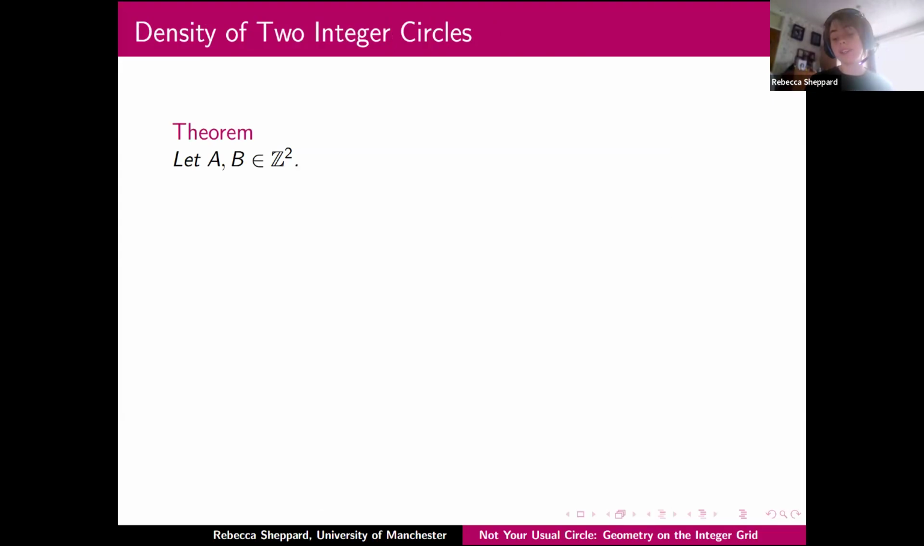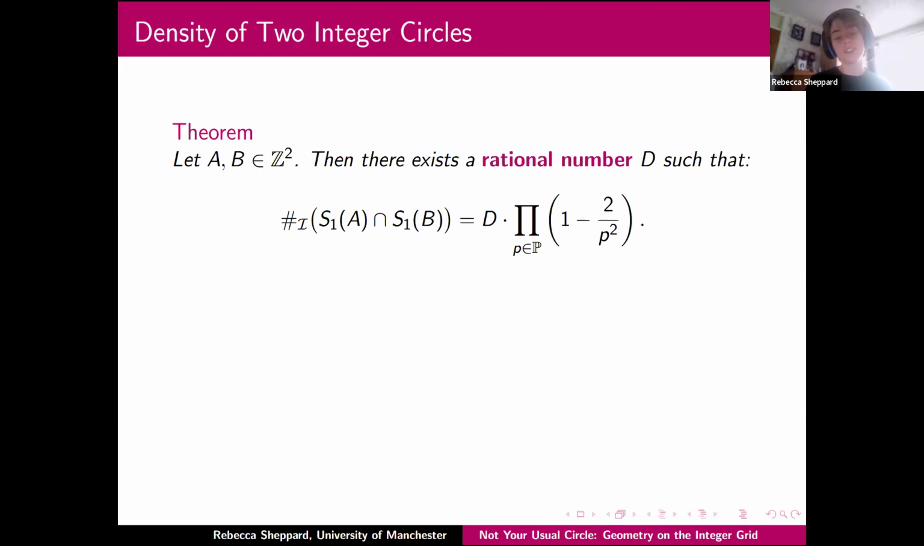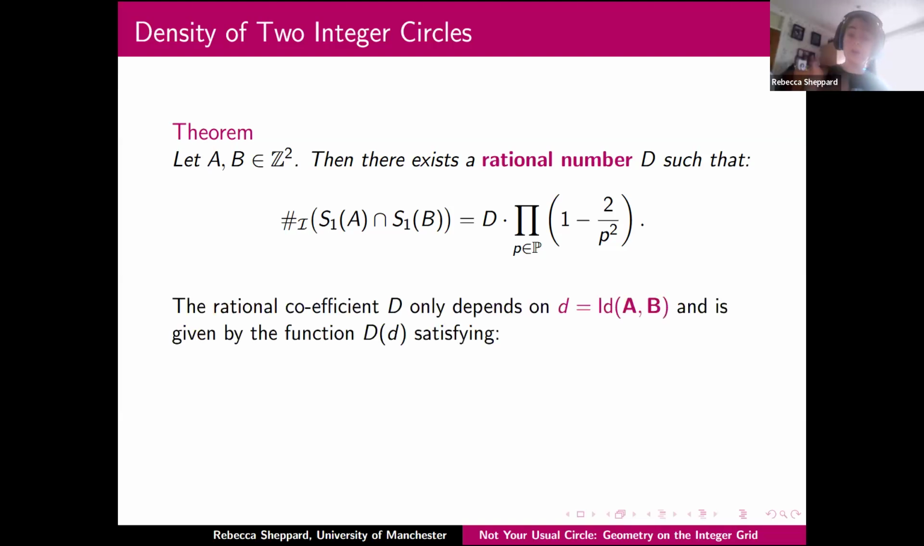So if you let A and B be points in Z squared, then there exists a rational number D such that the density of the intersection of unit integer circles centered at A and B respectively is this rational number D times the product over P in the prime numbers of 1 minus 2 over P squared. More specifically, we know what this rational number D is. It depends only on the integer distance between the centers. This we can intuit because we could move any segment to any other segment of the same length using our affine transformations. So this means it's nice and geometric.